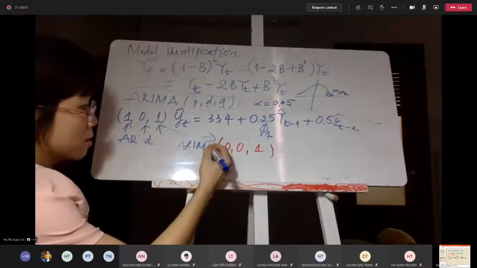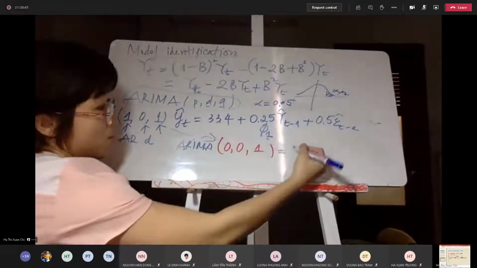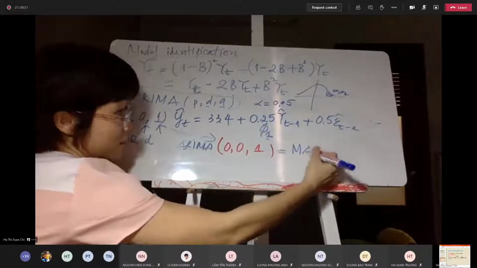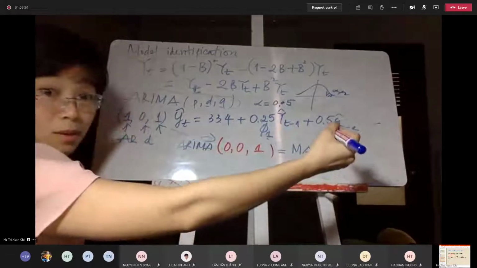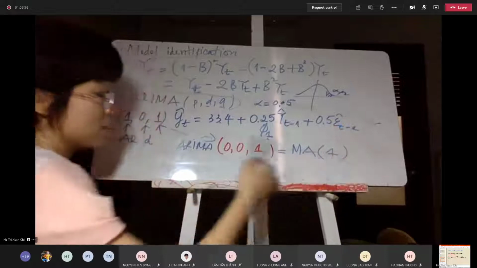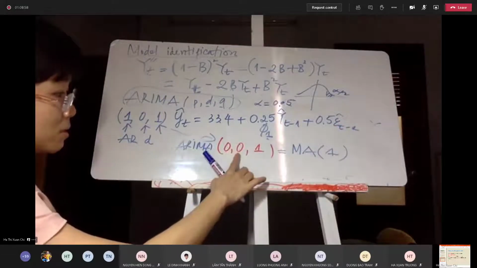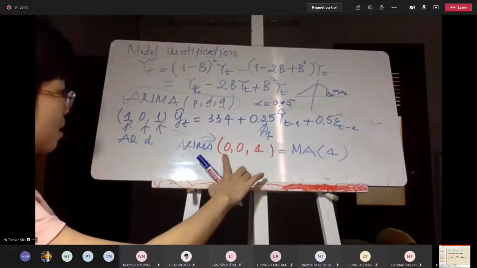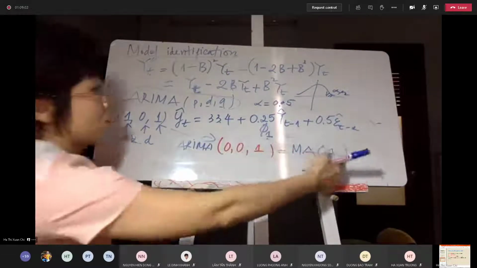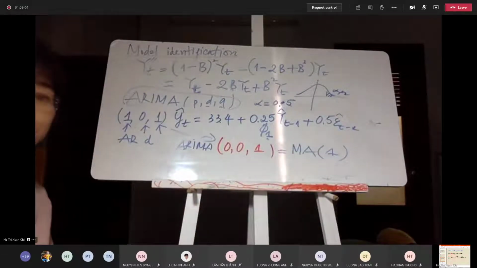So that is the ARIMA, which will be equal to what? MA1. It's because the difference equals 0, p equals 0, so we have the MA model.